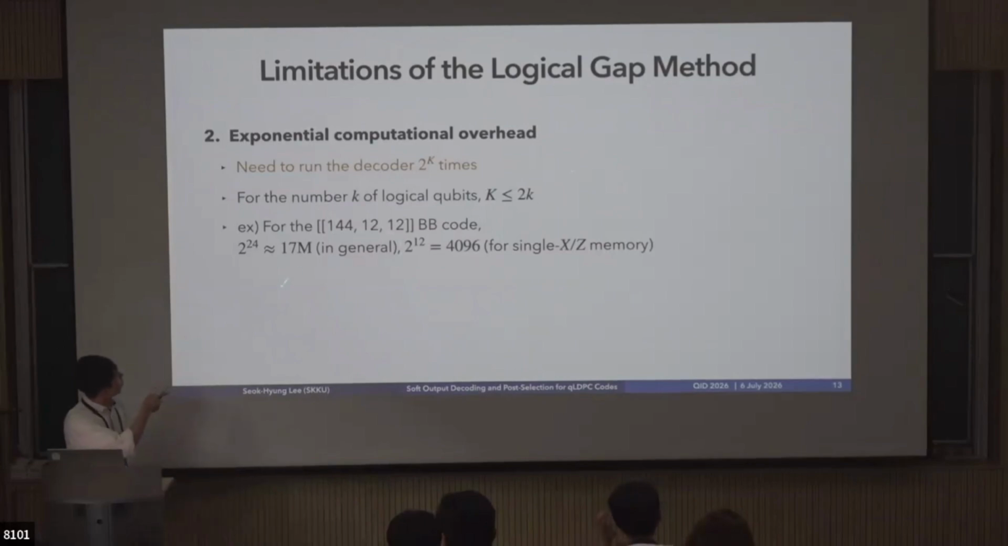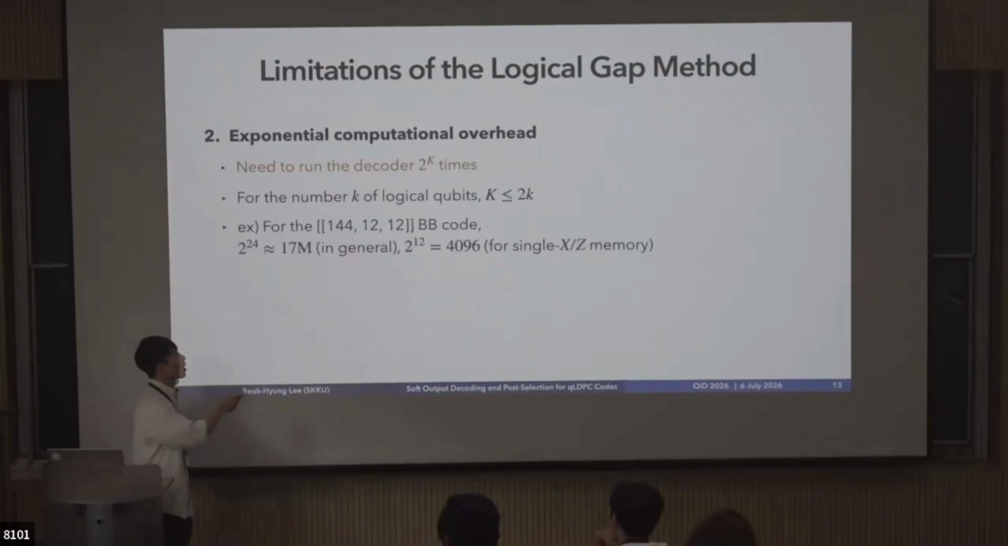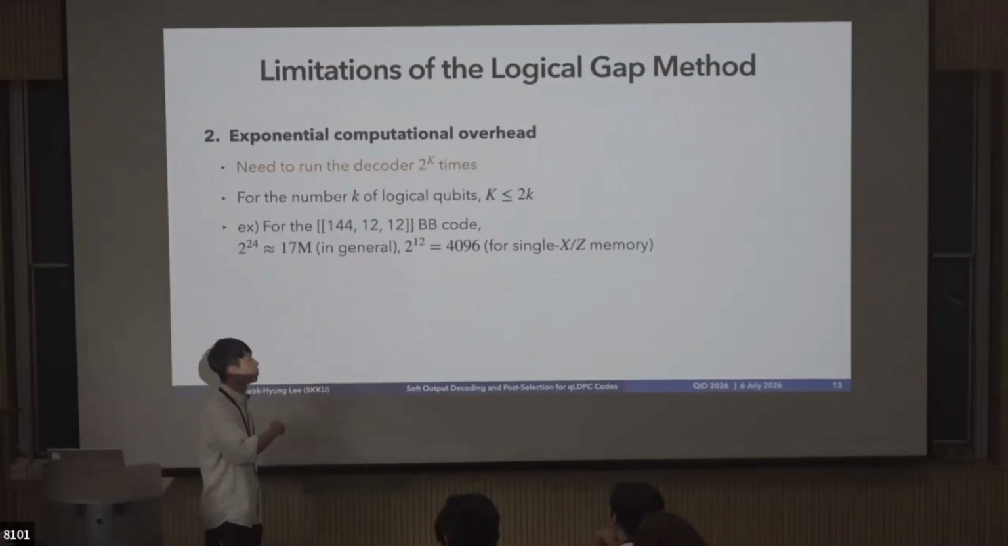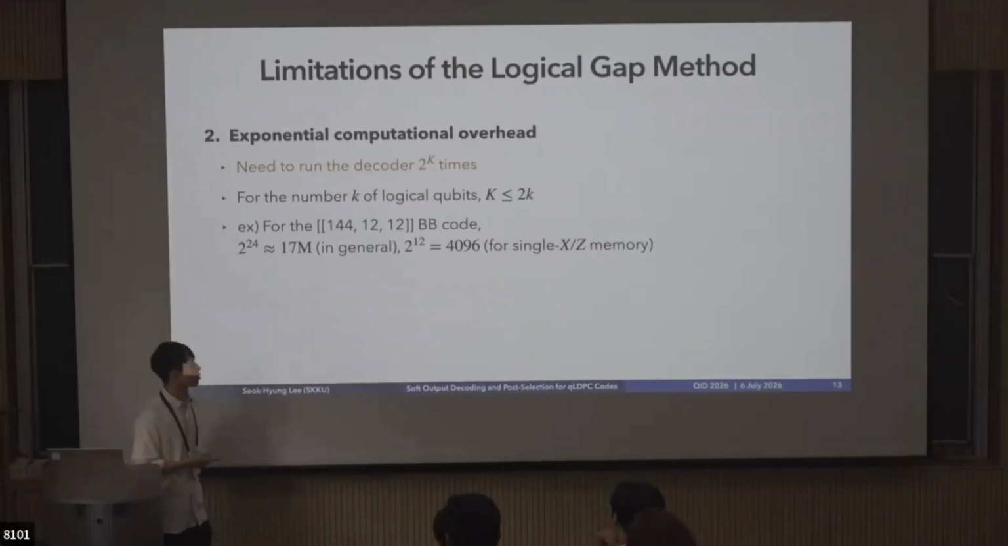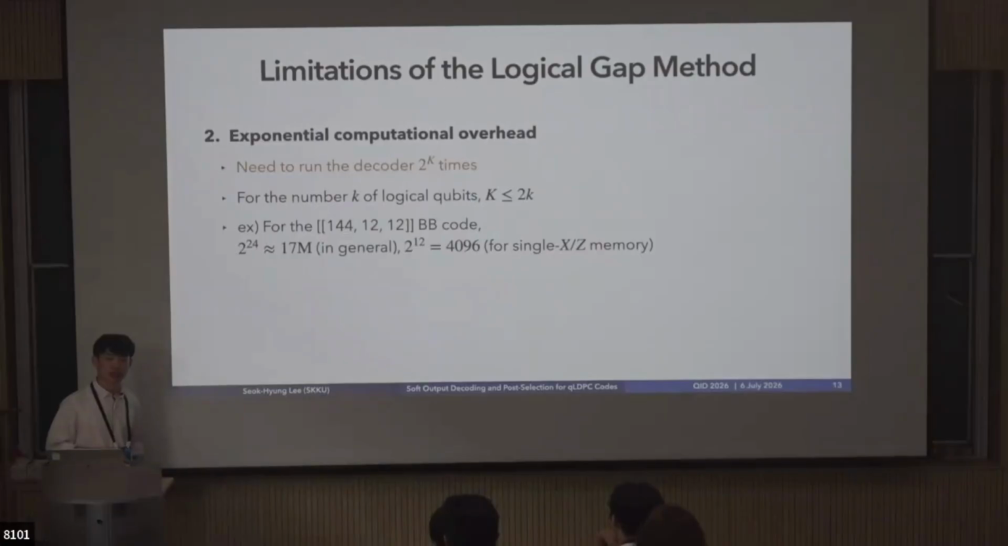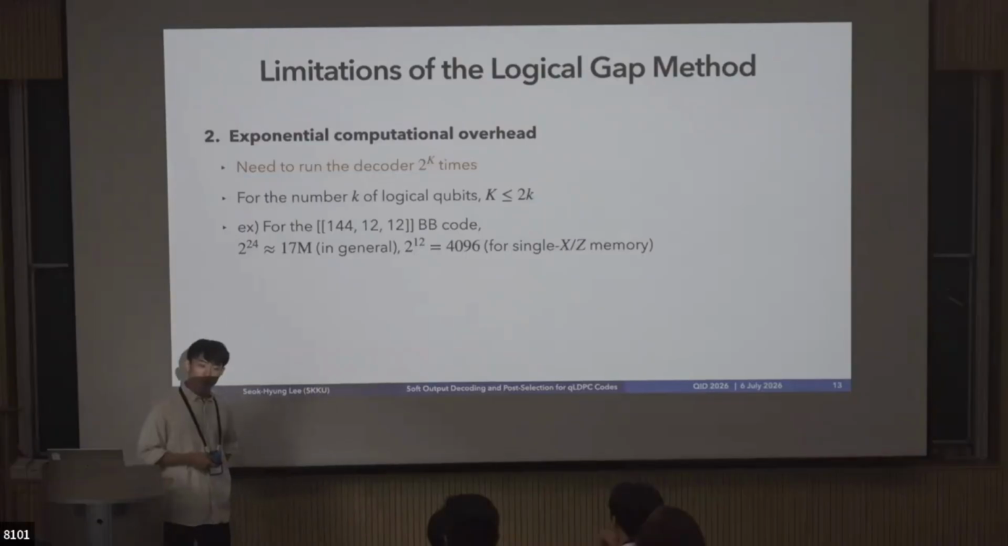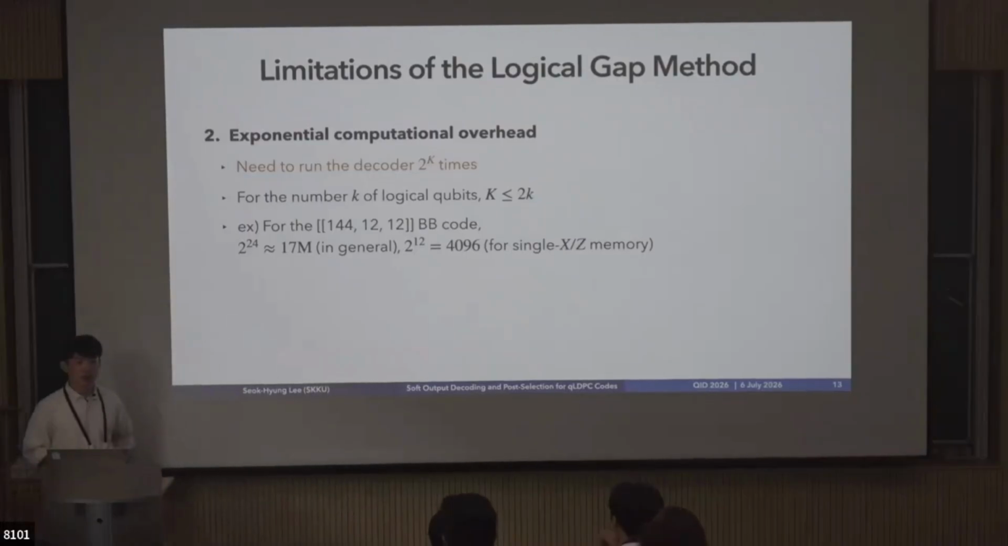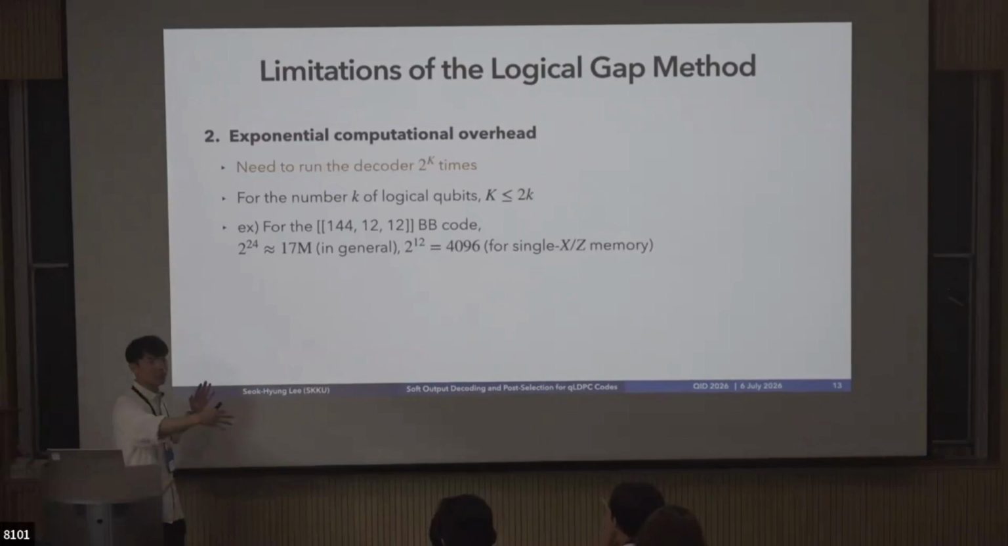And this number is very high. Like for the bivariate bicycle code, at most there could be 17 million logical classes. And even if we consider a single Pauli memory circuit, we still need 4,096 logical classes. So we need to run decoders in each of them. Of course, they can be parallelized. We can use like 17 million CPU cores to run them in parallel.